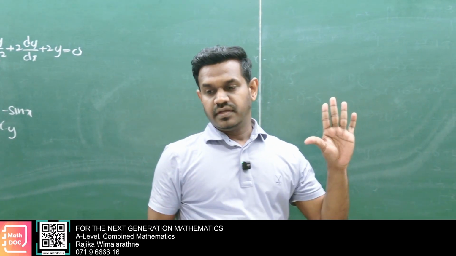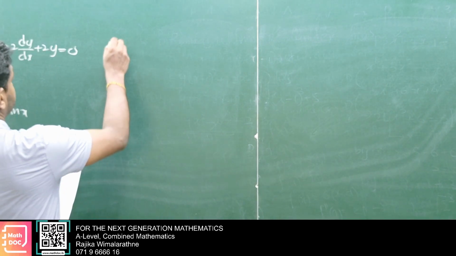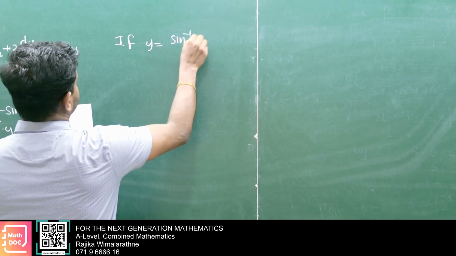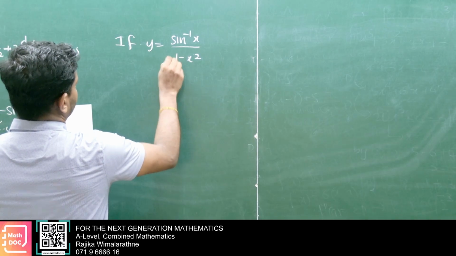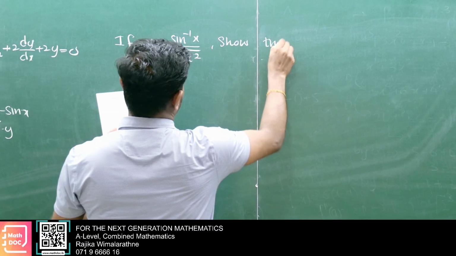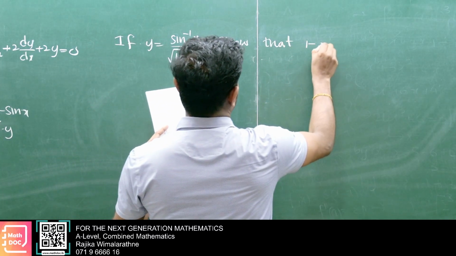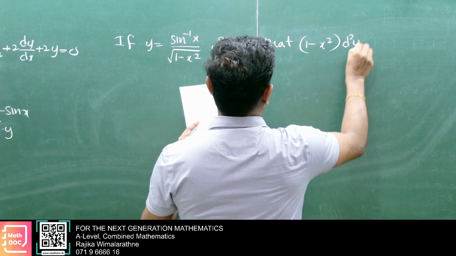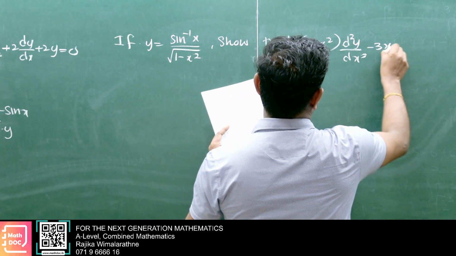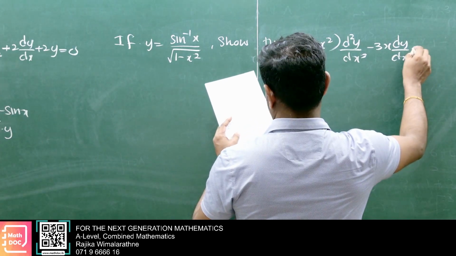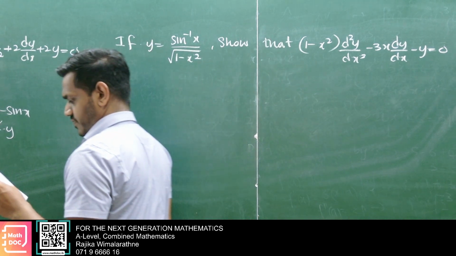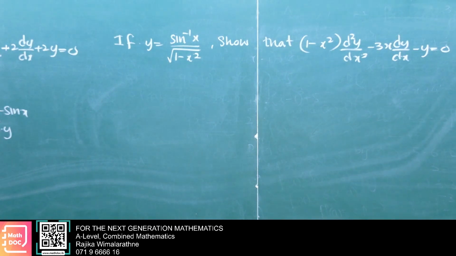Okay. Now further, you try this differential equation. If y equals sin inverse x divided by square root of 1 minus x squared, show that 1 minus x squared d squared y by dx squared minus 3x dy over dx minus y equals 0. Continue.